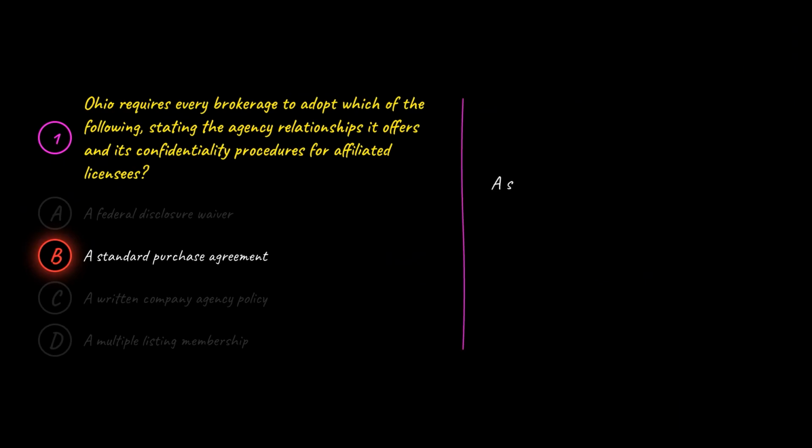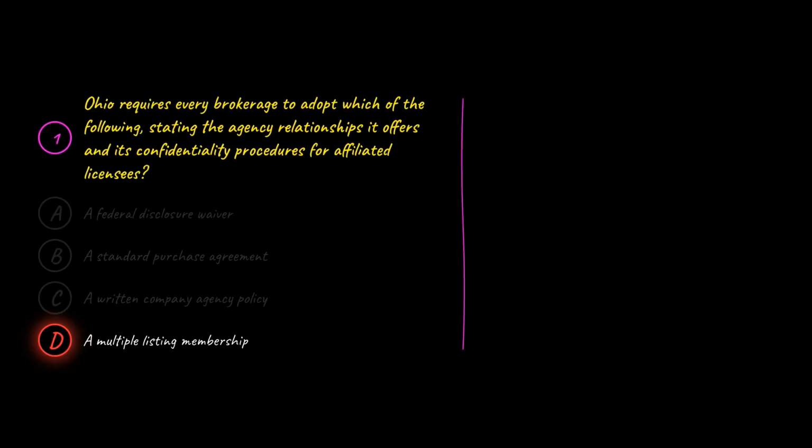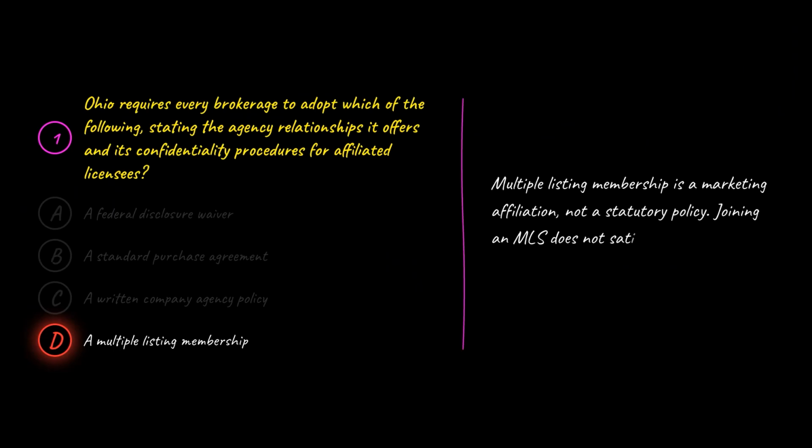B is wrong because a standard purchase agreement governs a single sale's terms. It does not set out the brokerage's menu of agency relationships or its confidentiality procedures. D is wrong because multiple listing membership is a marketing affiliation, not a statutory policy. Joining an MLS does not satisfy the requirement to adopt a written agency policy. Every Ohio real estate brokerage must adopt a written company agency policy.